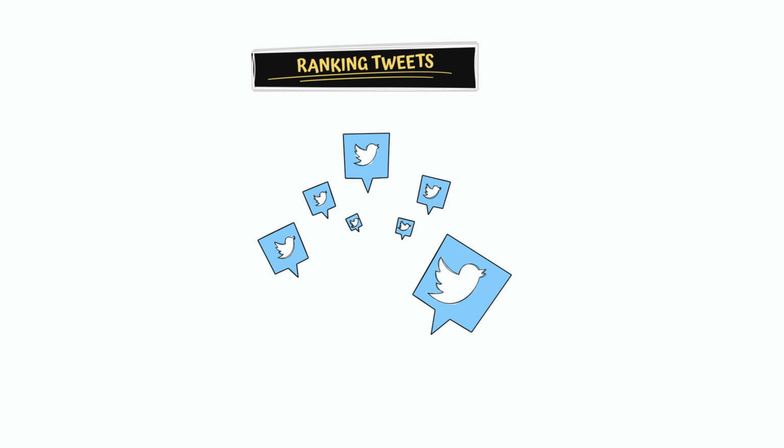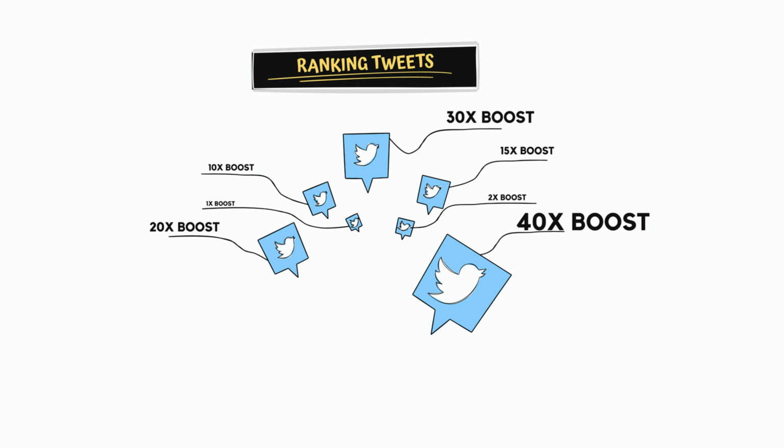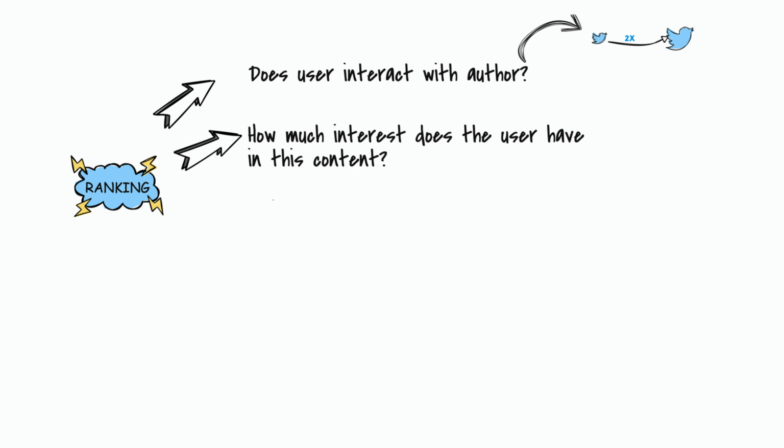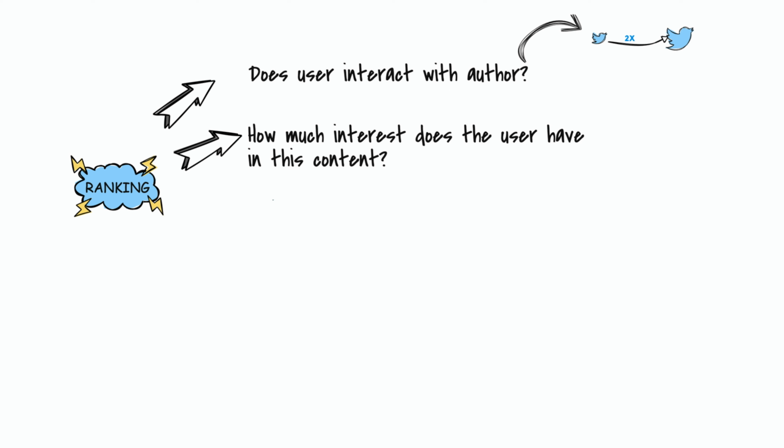So Twitter essentially goes through each tweet and actually gives points to each tweet based on certain characteristics and factors that are favorable. Twitter calls this a boost. Here's some examples. Does the user interact with the author a lot? So an example is that if you liked tweets from your mates previously, well, their tweets will get a boost factor of 2. How much interest does the user have in this content? If you've engaged in a specific type of content and a tweet comes up with similar content, the tweet will get a boost of 3.